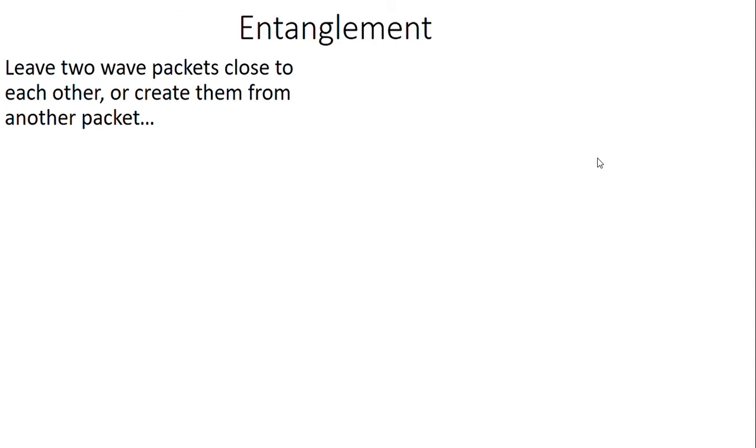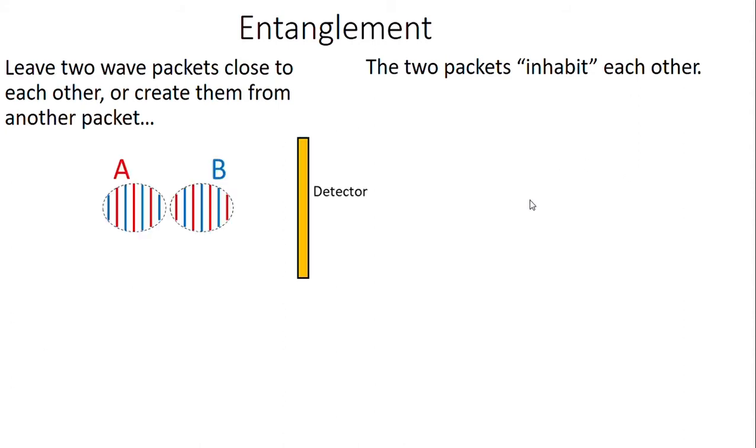So in this conceptual model, how do you understand entanglement? Well, if you leave two wave packets close to each other, or you create them from another packet, they can become entangled. Now in this conceptual model, it seems best to think about it as the two packets are inhabiting or occupying each other. So here you have wave packet A and wave packet B. A is red and B is blue. And A has a presence in B and B has a presence in A.